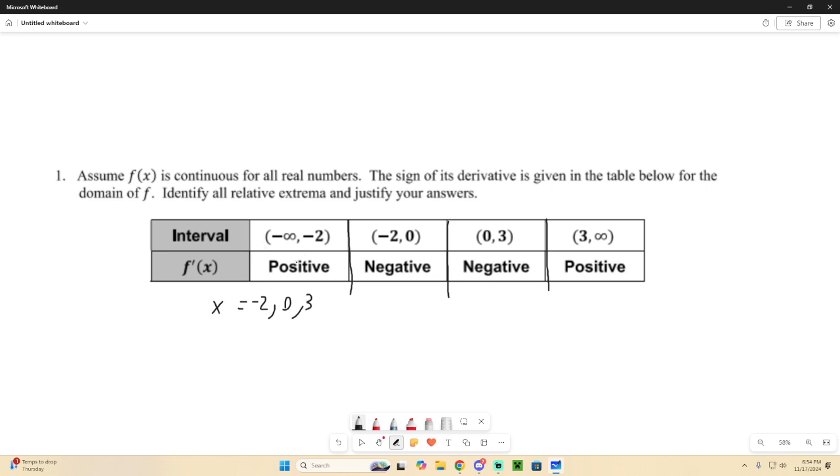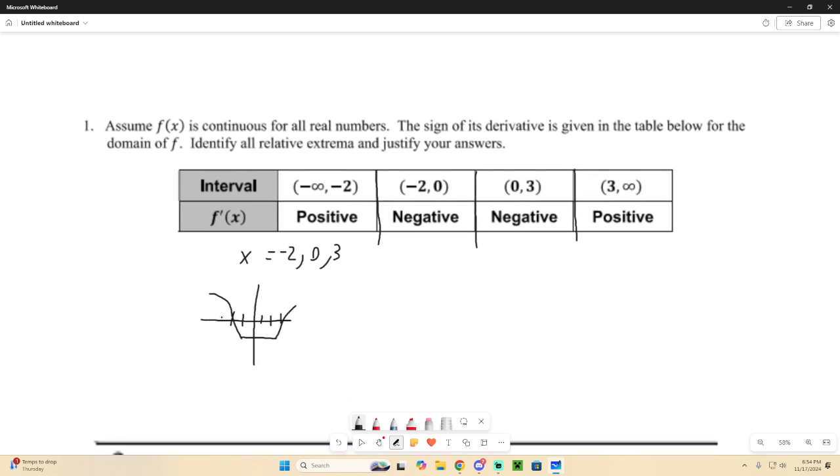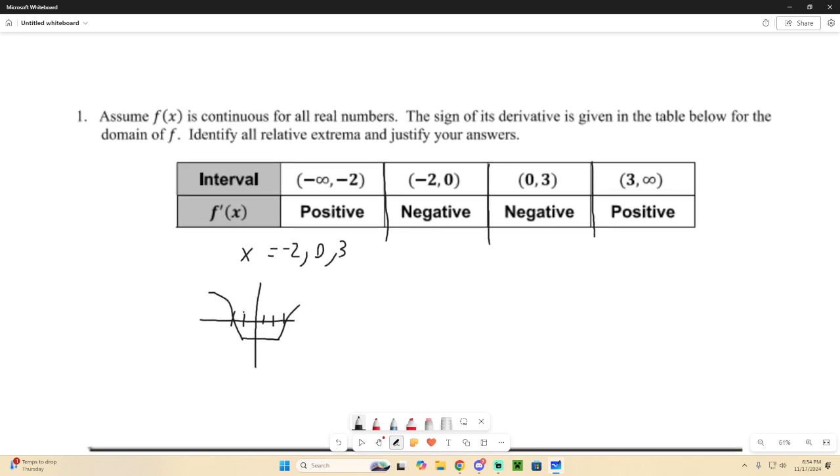So at x equals negative 2, let's just sketch this out. So negative 2 is right here. The derivative is going to go from positive to negative. At x equals 0, it's going to stay negative. And then at x equals 3, 1, 2, 3, it's going to go from negative to positive. So an extrema will be when the derivative before the critical point is going to be one sign, and after the critical point it's going to be another sign.